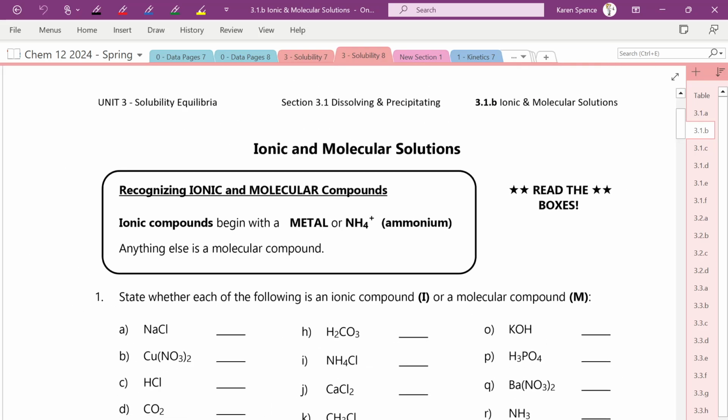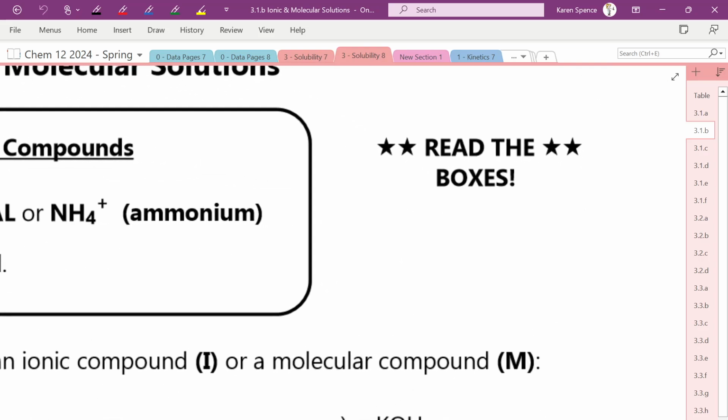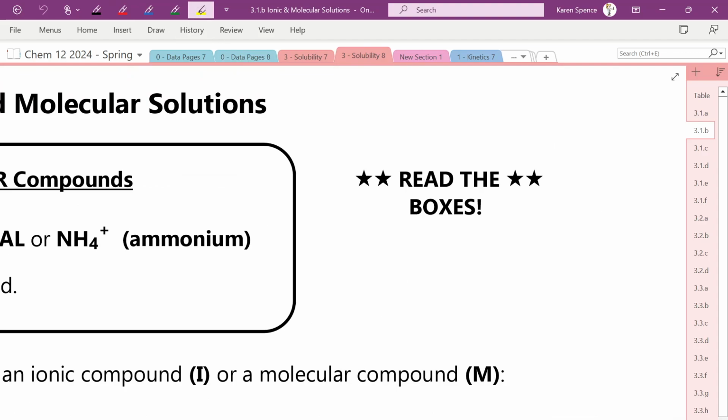So, ionic and molecular solutions, you are going to do this on your own. Now, when you do it on your own, do you see what I've put here with stars? Read the boxes. There's not actually any new information on this sheet, but it's just a review of how to write dissociation, how to write dispersion, how to recognize ionic and molecular substances, okay? Do as much of this as you need to feel like you understand it.